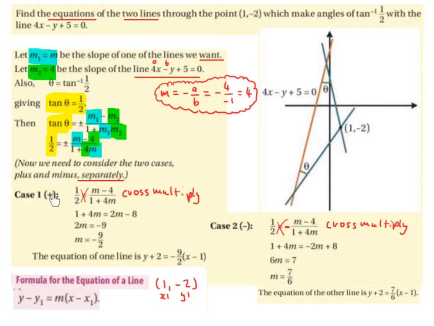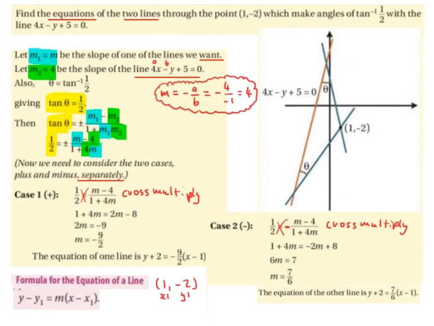So case 1, where we've got a positive. We let a half equal m minus 4 divided by 1 plus 4m. We're going to cross multiply and solve for m. So you get 1 plus 4m is equal to 2m minus 8, which gives us 2m equal to minus 9, which gives us m equal to minus 9 over 2. So the equation of one line is y plus 2 equals minus 9 over 2 times x minus 1. We got that from the equation of the line formula, and we used the point 1, minus 2 as our x1, y1 value. That was given to us in the question.